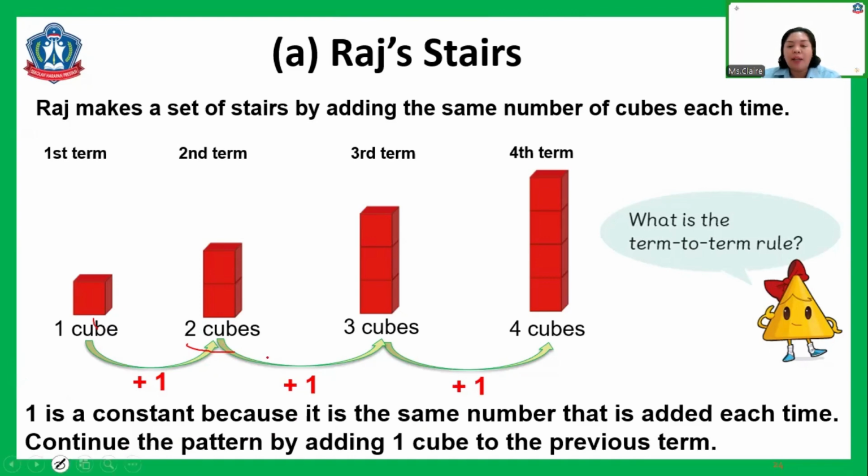So we continue the pattern by adding 1 cube to the previous term. When we see previous term, like this is 4 cubes, what is the previous term? 3. So we add 1 to 3 to get 4. If we want to get the fifth term here, we add 1 to 4 cubes. So 4 plus 1 is 5. So that is our term-to-term rule. Add 1 cube each time.